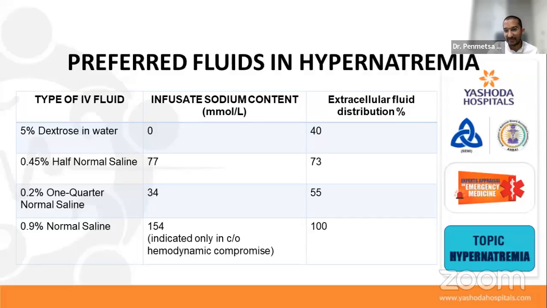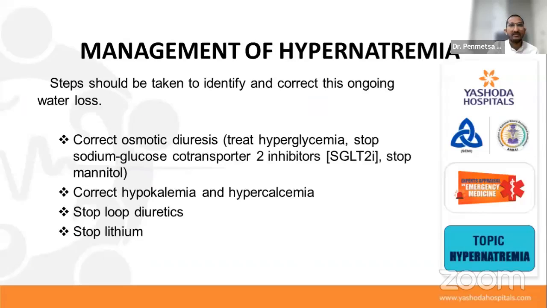Hypernatremia is a disorder of water. You have to concomitantly give water. Or the only other way that you can correct this group of patients is to initiate them on dialysis. So if you want to avoid dialysis, you have to manage both the compartments separately and make sure that the patient is treated. So how do we replace?